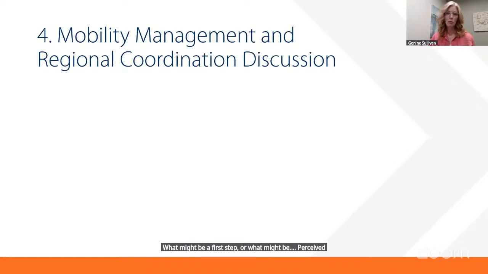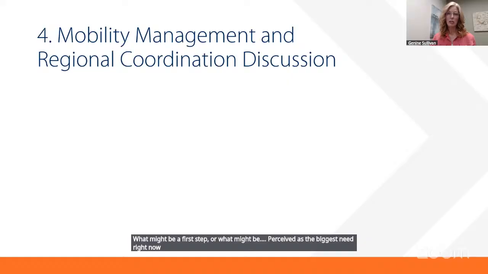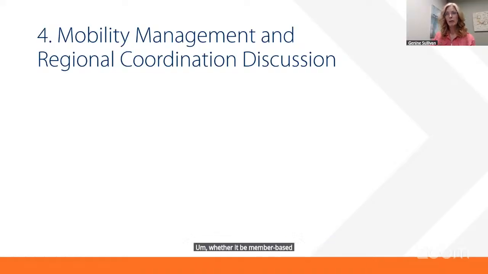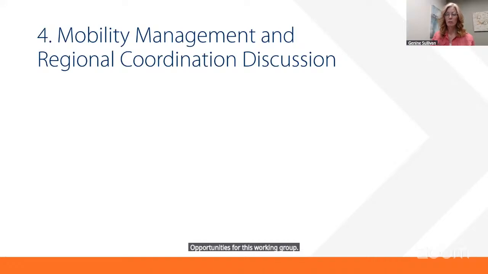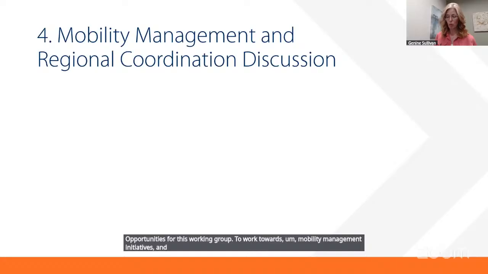What might be a first step, or what might be perceived as the biggest need right now in terms of how you see it through the lens of your organization, whether it be member-based or public? And through that, perhaps we can identify where there are some opportunities for this working group to work towards mobility management initiatives and regional coordination.